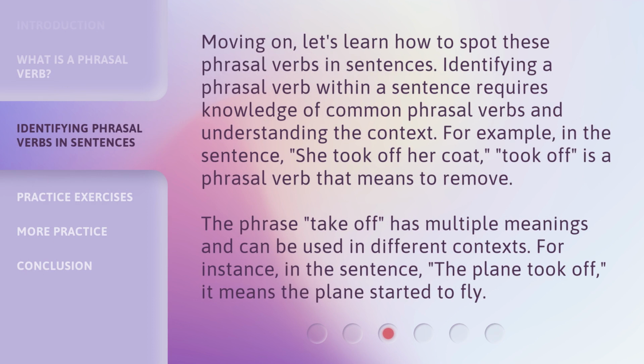Moving on, let's learn how to spot these phrasal verbs in sentences. Identifying a phrasal verb within a sentence requires knowledge of common phrasal verbs and understanding the context. For example, in the sentence, she took off her coat, took off is a phrasal verb that means to remove. The phrase take off has multiple meanings and can be used in different contexts. For instance, in the sentence, the plane took off, it means the plane started to fly.